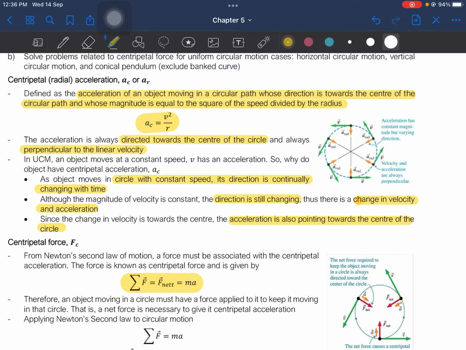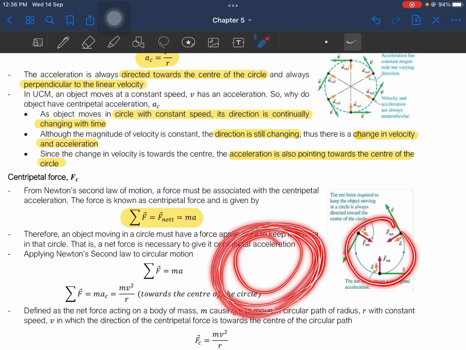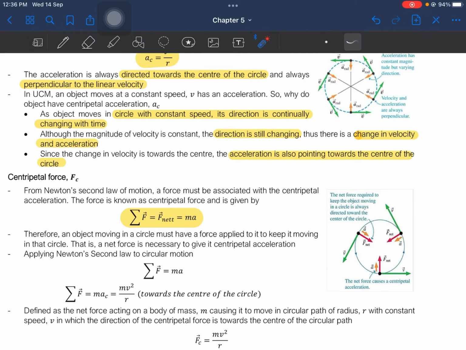Therefore, an object moving in a circle must have a force applied to it in order for it to keep moving in that circle. For it to keep constantly swinging, there must be a force that causes it to move. This force is necessary to give the centripetal acceleration. So centripetal acceleration exists only when there is such a force.